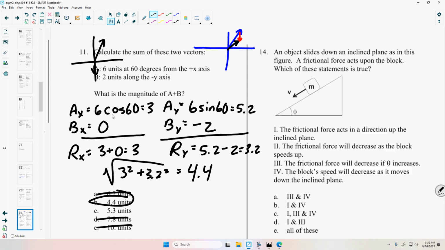Okay. Why was Bx 0? Because this vector right here is along the y-axis, so there is no x component. I mean, if you really want to be consistent, you could say that Bx is equal to 2 cosine of 270, or 2 cosine of negative 90. That's going to be also 0. Cosine of 270 is 0. Cosine of 90 is 0. Okay.